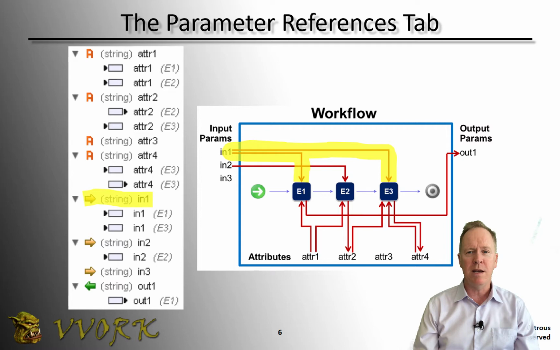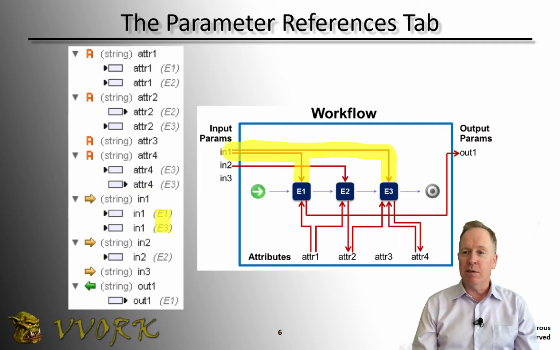So here's in1. And again, that first line, the one I have highlighted, says this is an input parameter. Notice again that the highlighted line here in the parameter reference tab tells me that this is an input parameter. It tells me that the variable name is in1, and it tells me the type of variable. This input parameter is a string. So the thing that you see in parentheses throughout all of the parameter references tab is the type of variable, the data type.